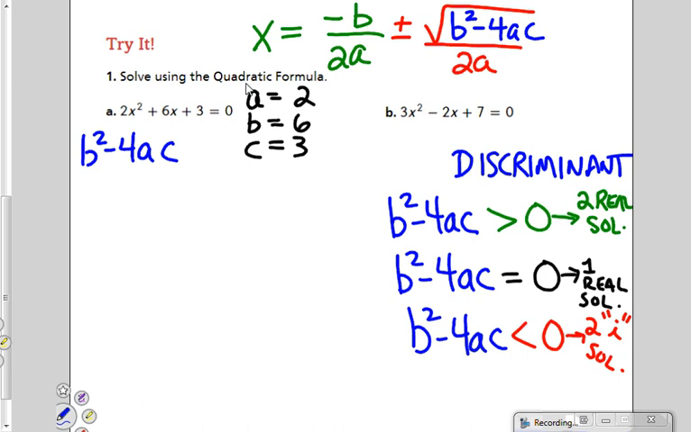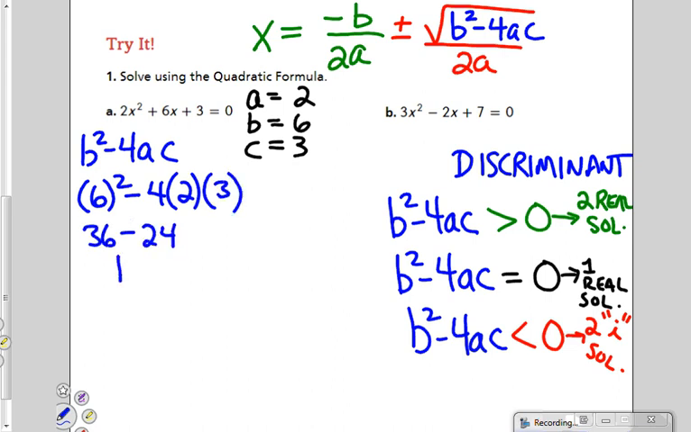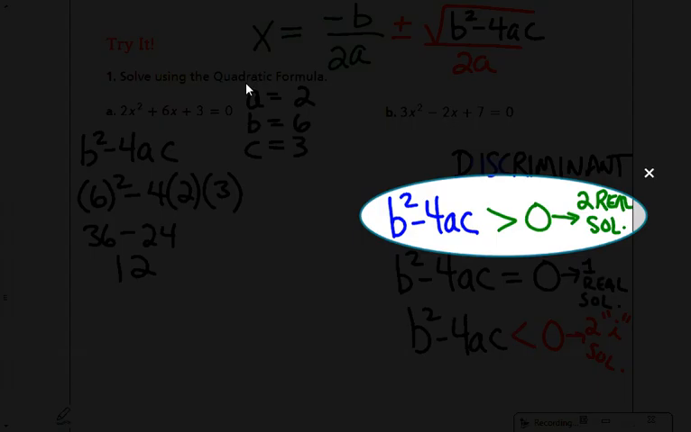All right? But in this one, 6 squared minus 4ac came out to be what? 12. The discriminant is 12 in this problem. That simply tells me that I expect to have how many solutions? 2 real solutions. So this parabola will actually hit the x-axis somewhere if you were to graph it. All right? Here we go.